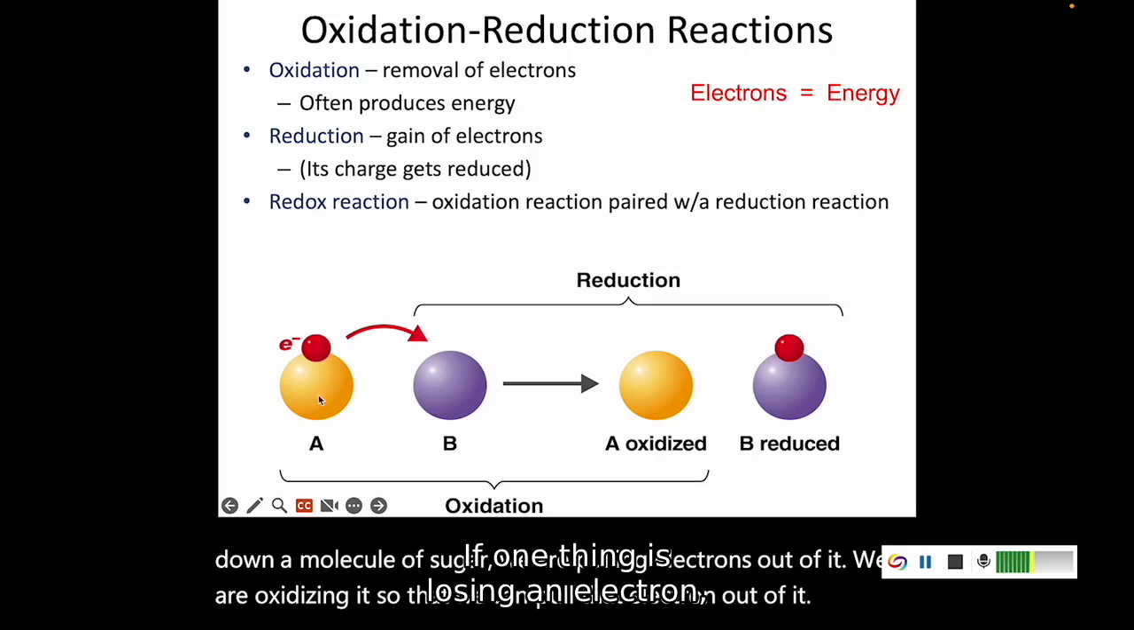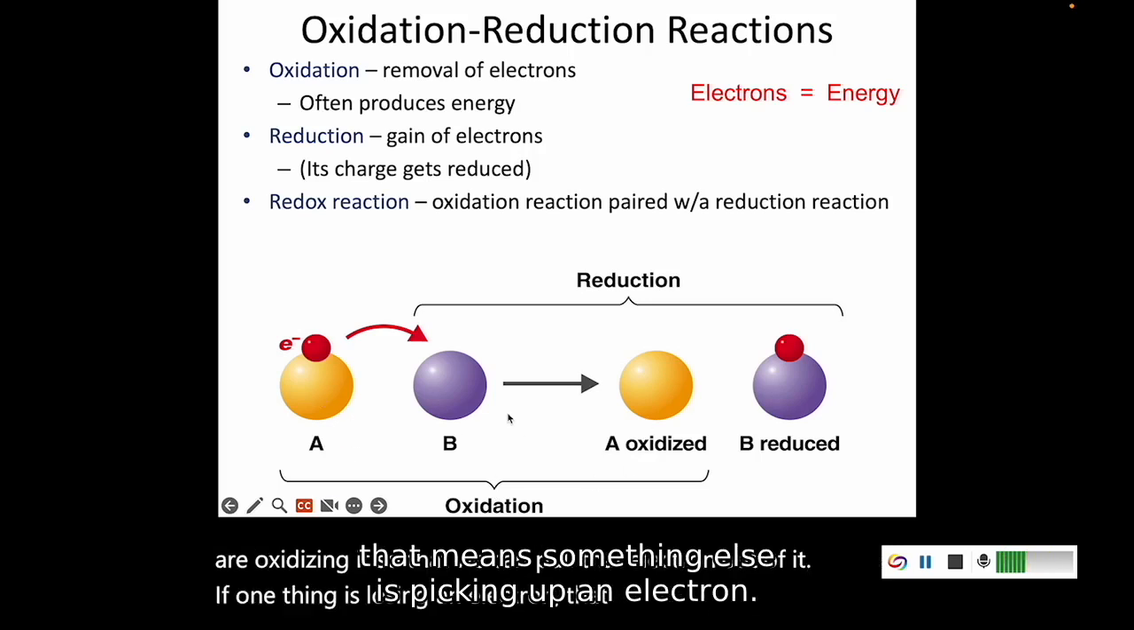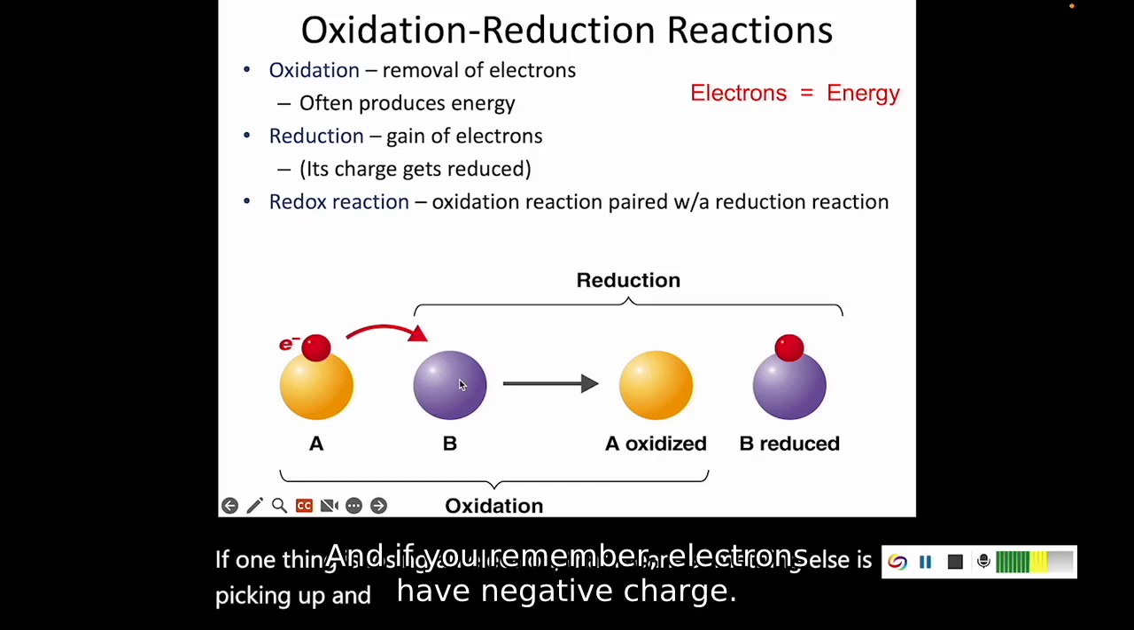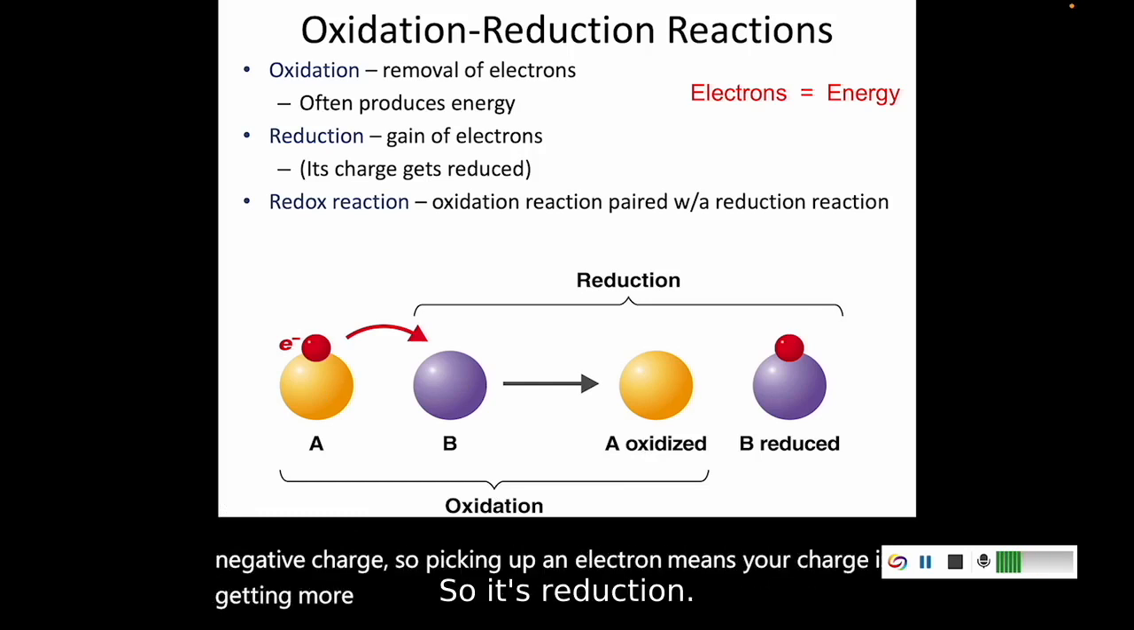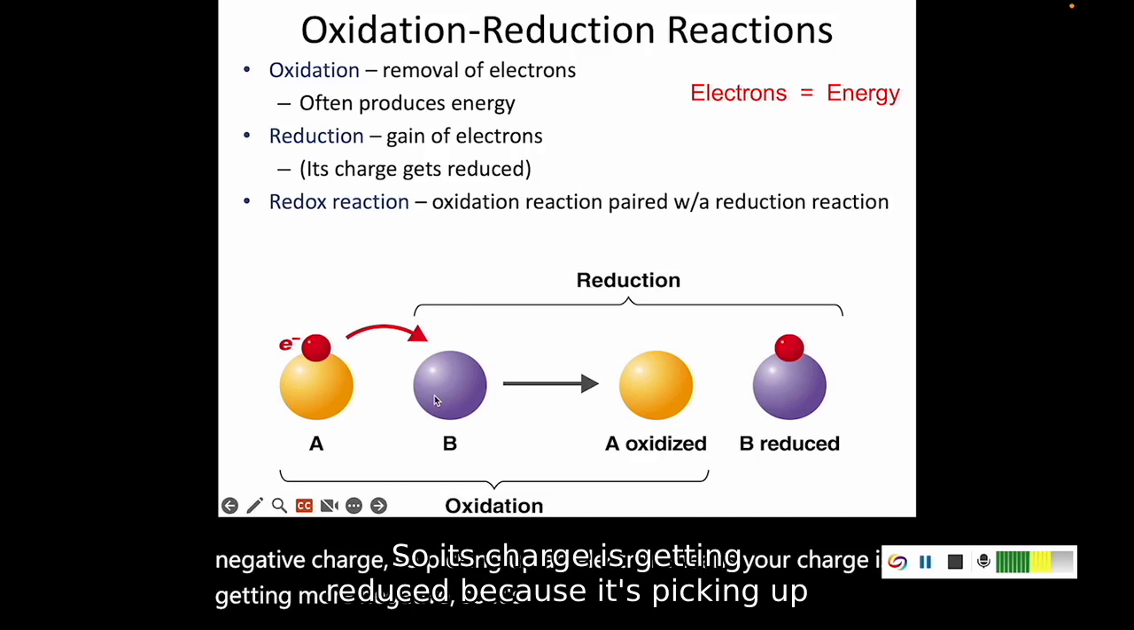If one thing is losing an electron, that means something else is picking up an electron. And if you remember, electrons have negative charge. So picking up an electron means your charge is getting more negative. So it's reduction. Its charge is getting reduced because it's picking up electrons.